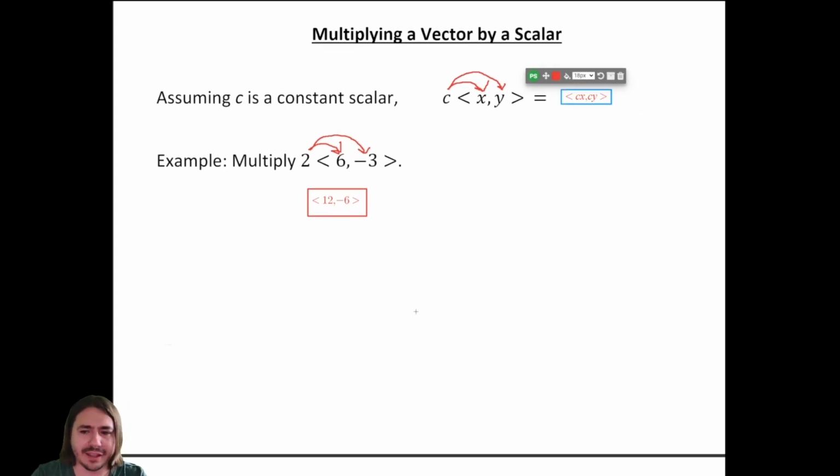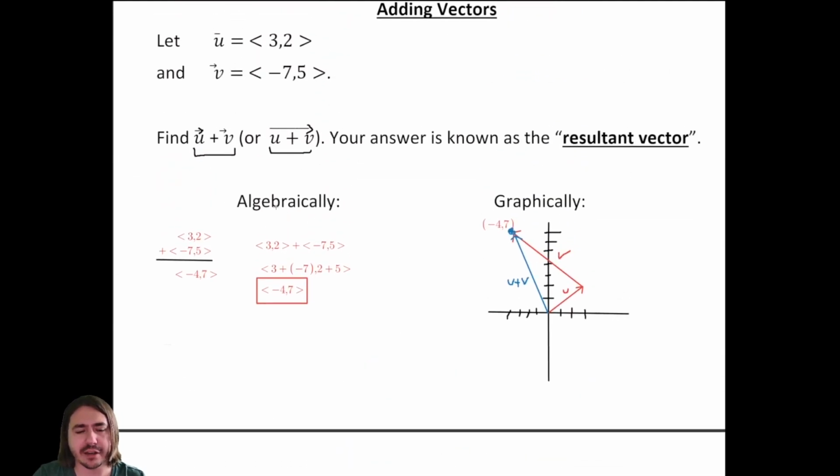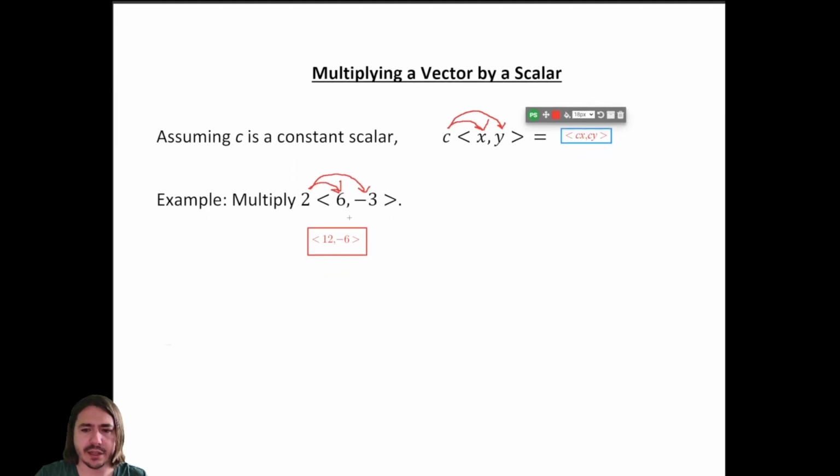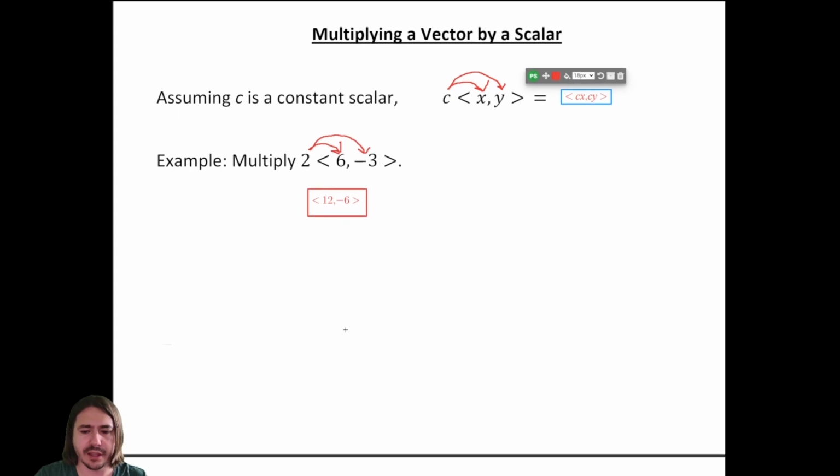I guess I didn't need a whole slide for that, but it's pretty easy. So doing arithmetic, adding, subtracting vectors, or multiplying a vector by a scalar, is pretty easy. Now, when we start to multiply vectors together, that is going to take a little bit more explanation, which is why we're going to save that for next time. We're not going to get into multiplying vectors today, but we'll hit that in the next lesson.